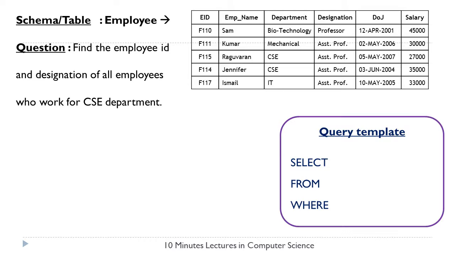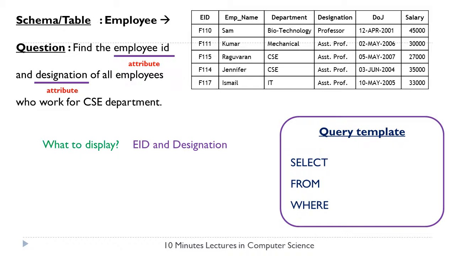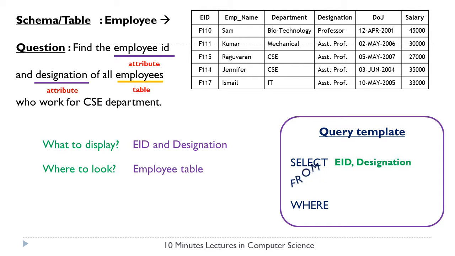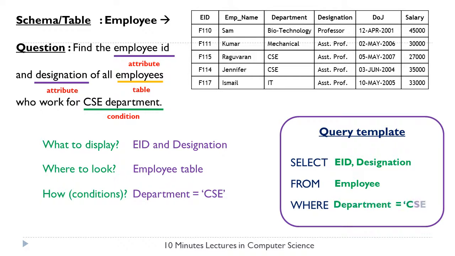In this example, we need to display employee ID and designation. So the select clause takes employee ID, designation. And from there we need to take the data. It is from the employee table. So the from clause accepts employee. And do we have any conditions to filter the data? Yes, we have department equal to CSE, which can be included in the where clause.